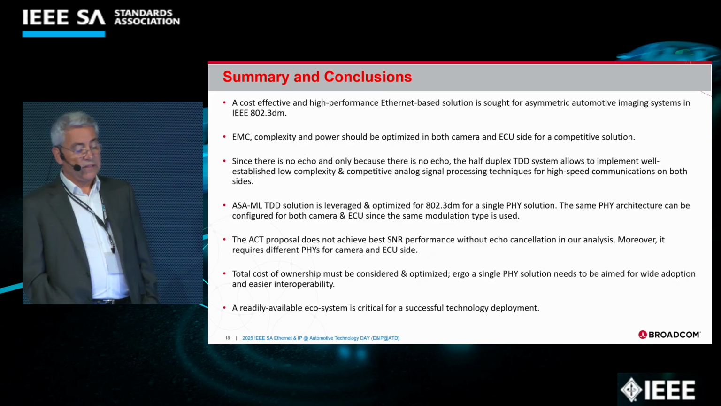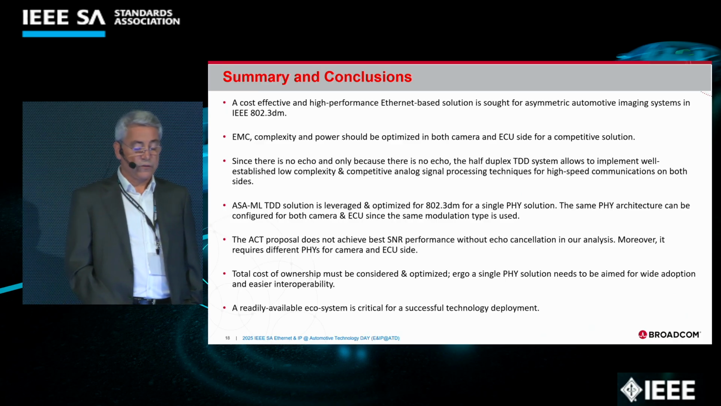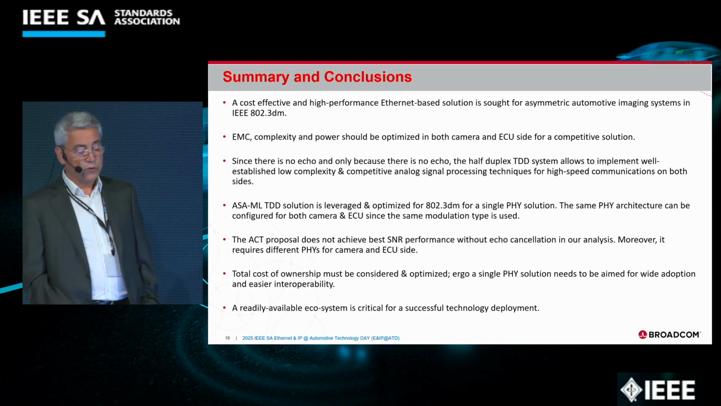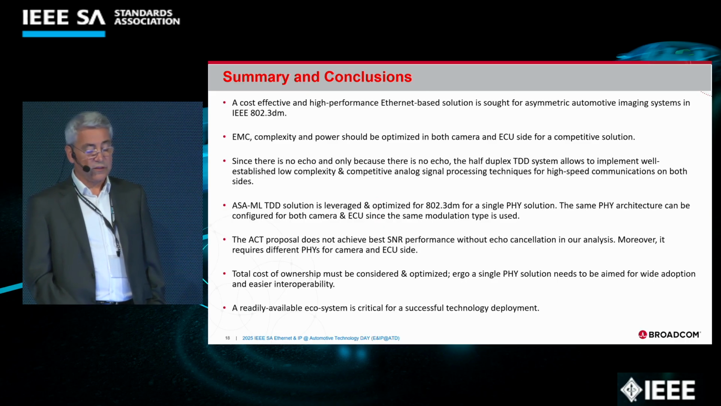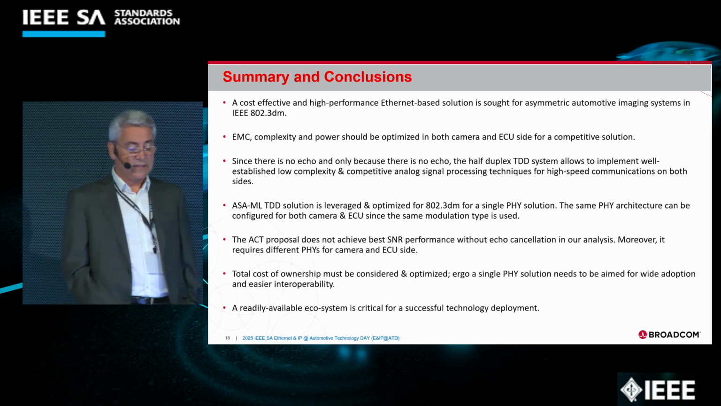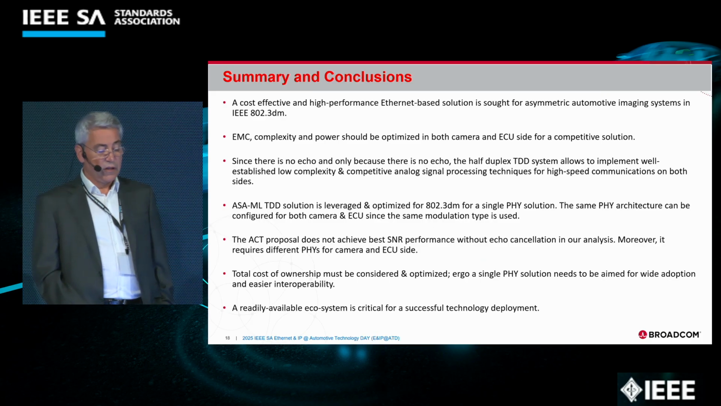ASA Motion Link TDD solution, as I said, is leveraged and optimized for 802.3DM for a single PHY solution. With the echo cancellation, ACT proposal can achieve good performance as well. But without echo cancellation, at least in our analysis, that can be an issue for the implementation.